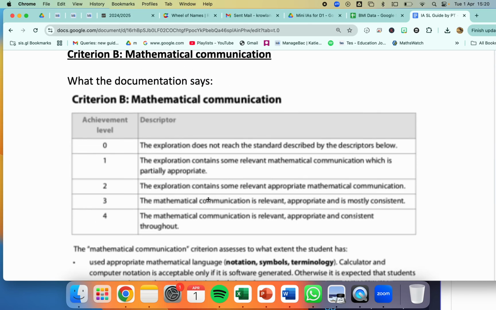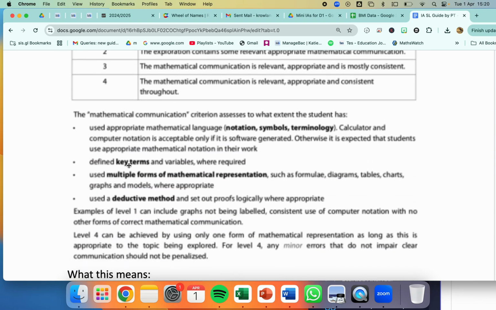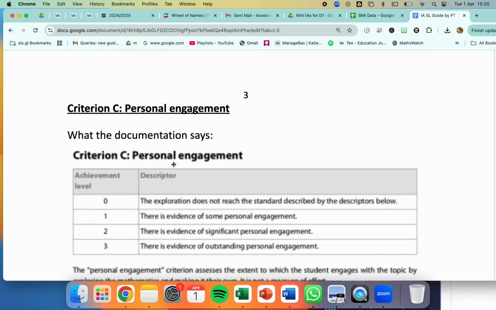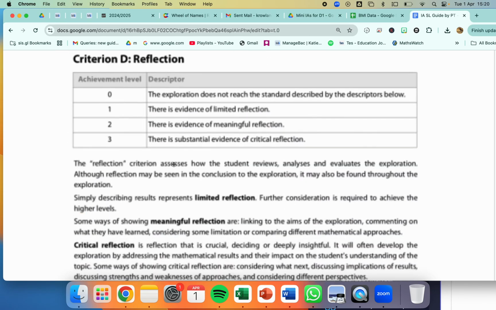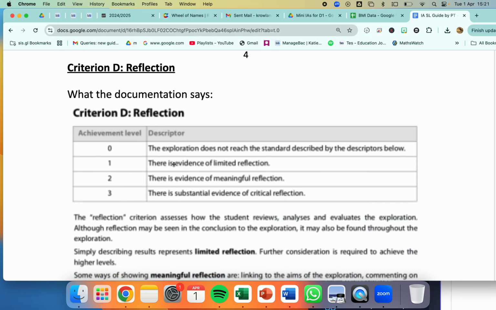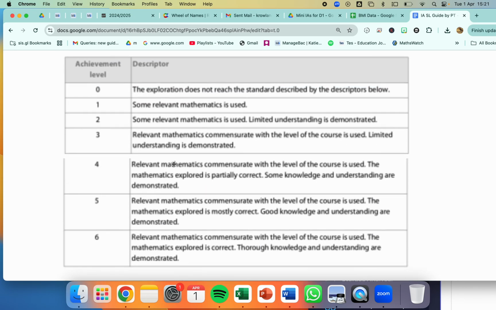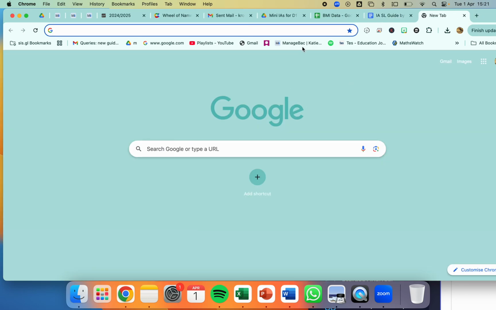And in this sense, it's more about how you do this using mathematical terms, such as variables, and if you're using the mathematical editor properly. C is your engagement. How interested are you in the topic, and how does this guide your mathematics? This gets marked out of 3. Reflection. Do you describe your results, or do you really explain what's going on? And the maths is only marked out of 6. So you could have an IA with not great maths, but you could still get a great mark.